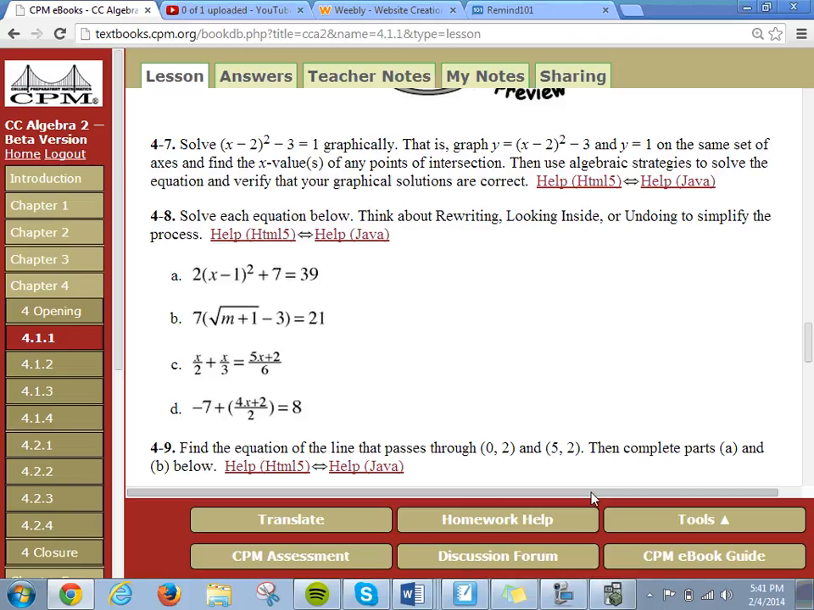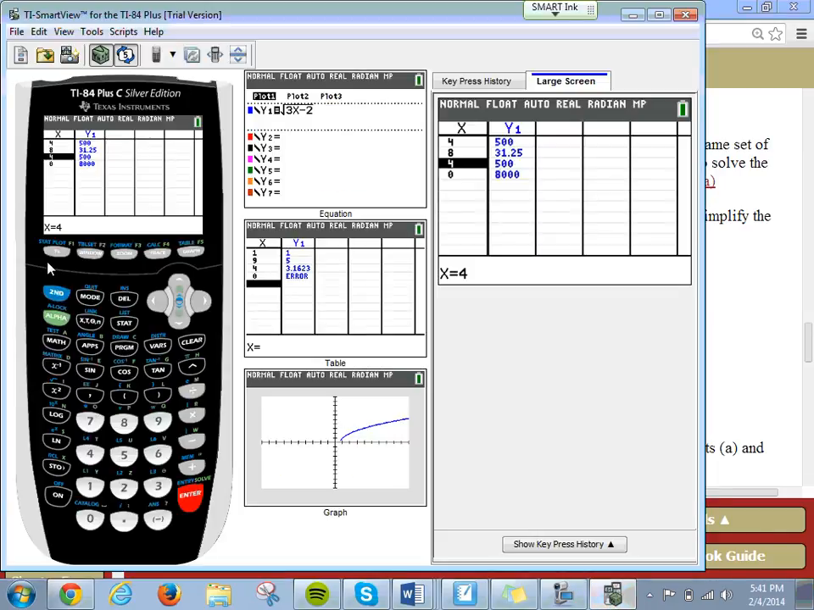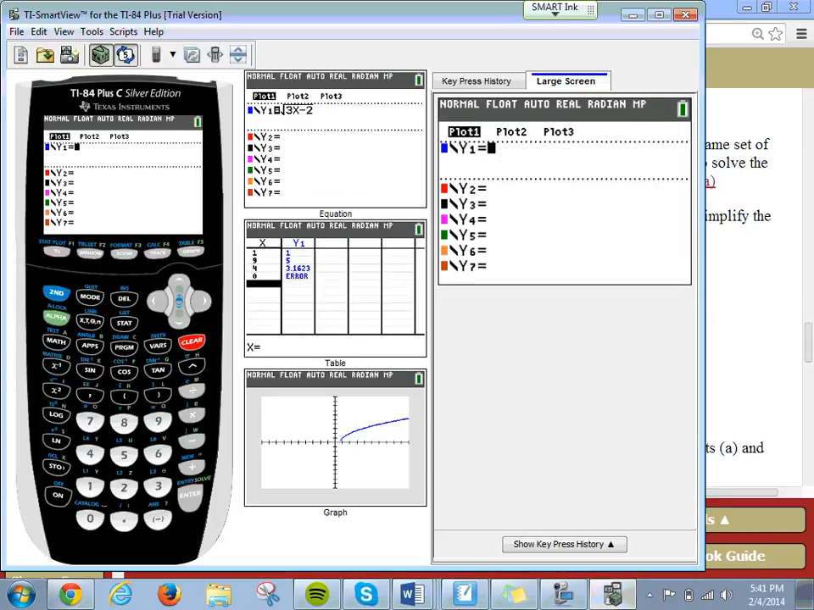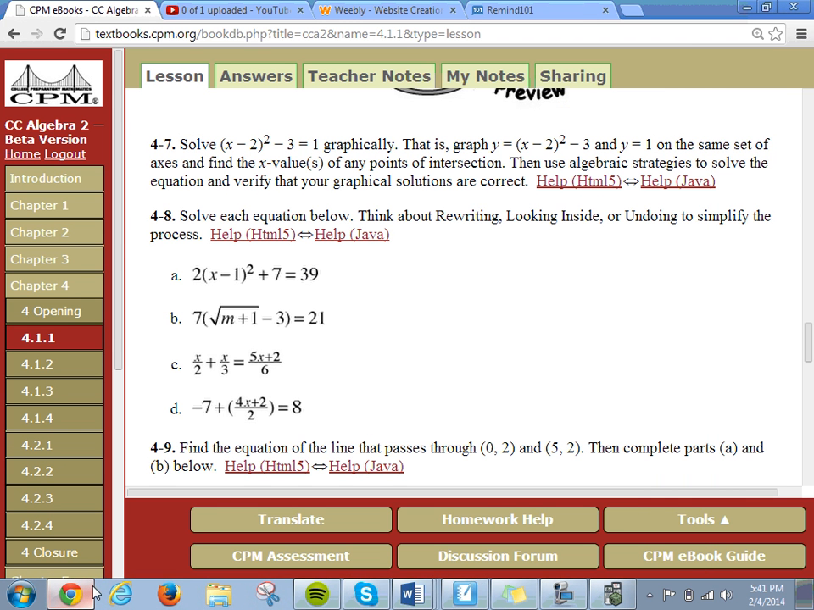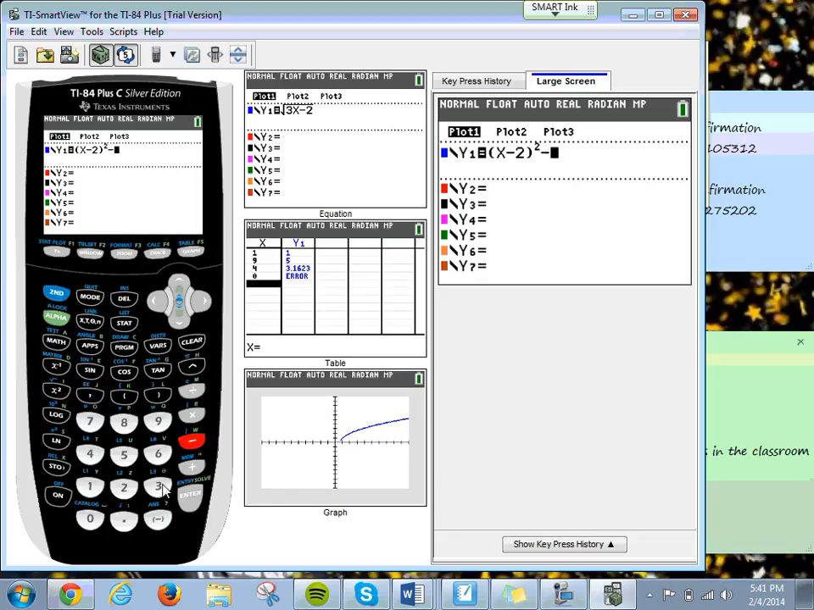In 7 it says to solve the equation graphically, that is graph it. So let's go ahead and do that on our graphing calculator. It says y is equal to the quantity x minus 2 squared minus 3. And we're interested where it's equal to 1.